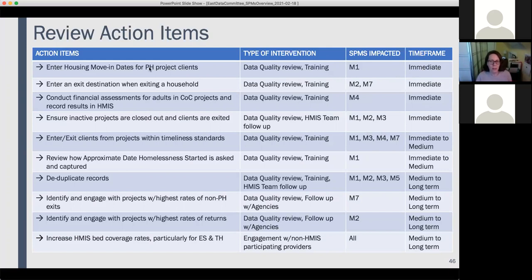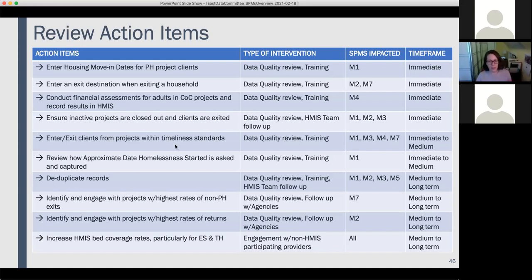But what I put in the immediate bucket is really this idea of data quality review and training on entering housing move-in dates for PH project clients, exit destinations when a household exits, conducting the financial assessments for adults in CoC funded projects, and then ensuring inactive projects are closed out and clients are exited. So those are things that I thought of as low hanging fruit. We could probably, as a CoC, tackle this without too much extra effort, right?